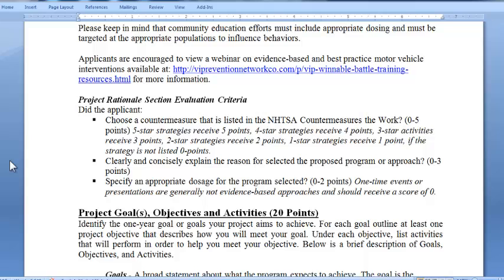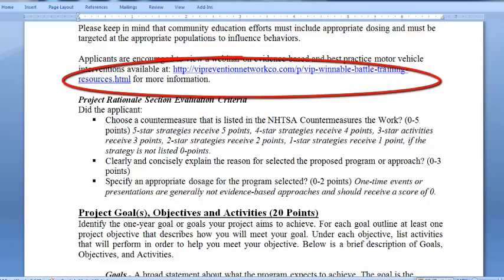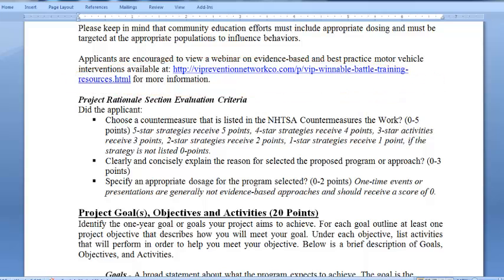The other thing I was curious about is this webinar that is listed here, an evidence-based and best practice motor vehicle interventions. So why don't we view that, or even just a small section of it now, to see what the webinar is all about, and maybe that'll give us some guidance to move forward.